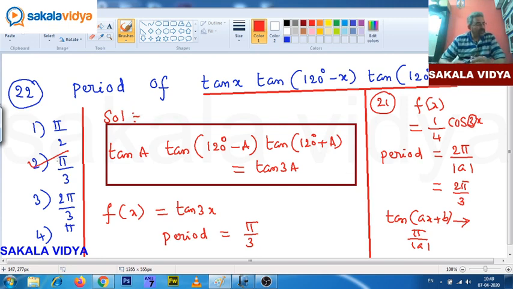S. Venugopal Reddy, correct, option 2. Right, option 2. Madhurima, Ratnakumari, Prasanna, okay, everybody is okay, wonderful, nice.